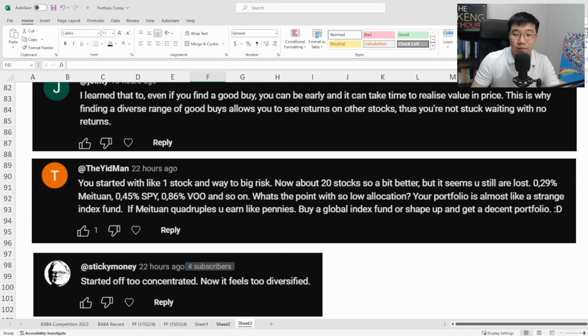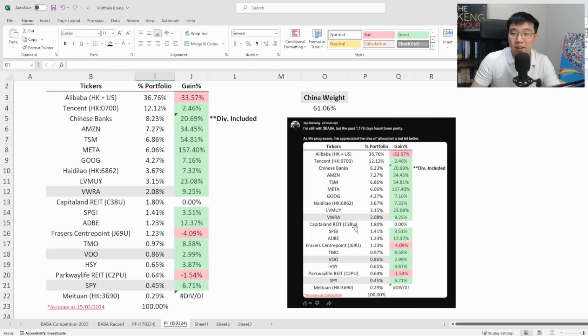So for SPY and VOO specifically, I think some of you might be confused on why I have these 3 different index funds. VOO and SPY basically track the same thing, the S&P 500, but VWRA on the other hand is a globally diversified fund. Just as a personal preference, I prefer VWRA over just buying SPY.